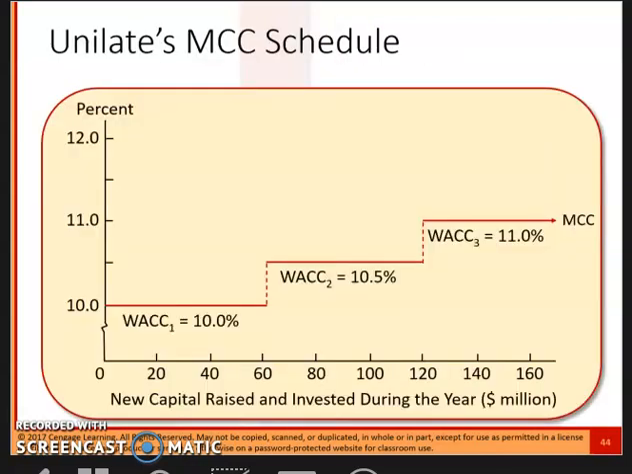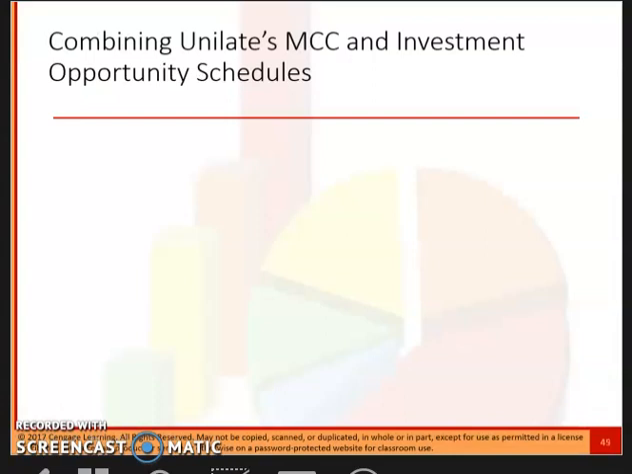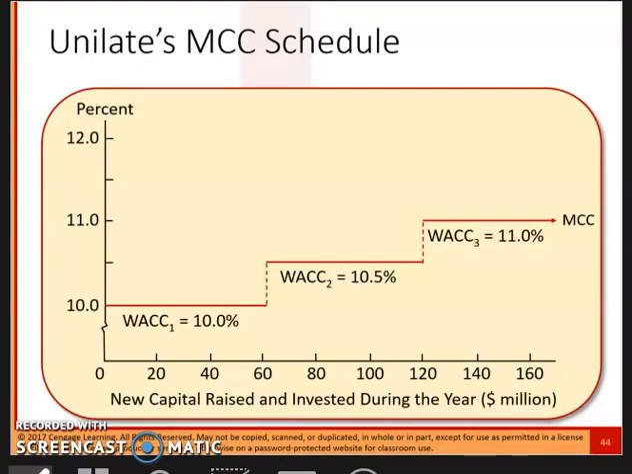From before, this is Unilate's marginal cost of capital schedule. So up to 61 million, our weighted average cost of capital is 10%. From 61 to 120, it was 10.5%. And then above 120, it was 11%.